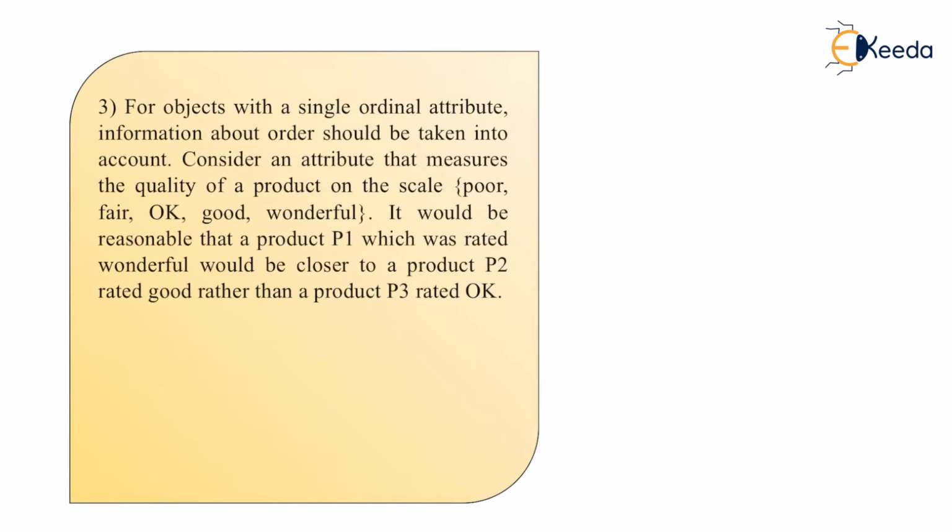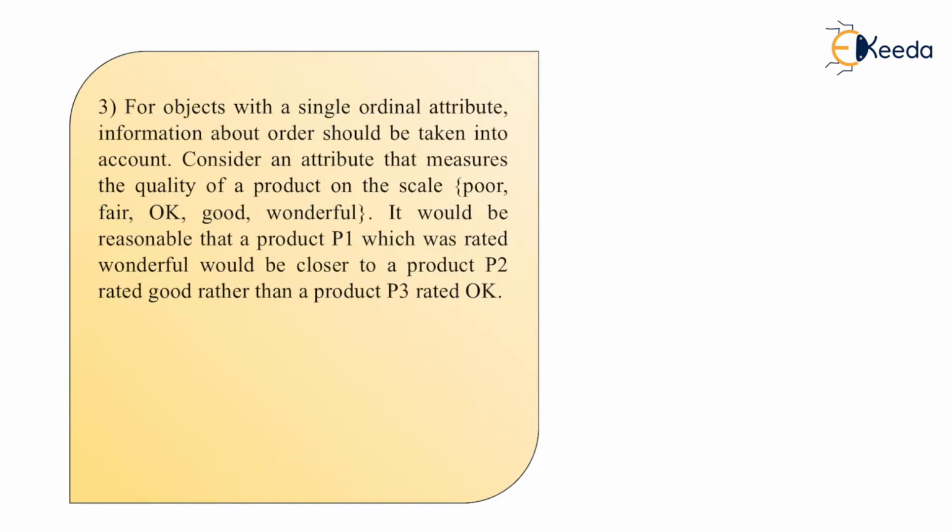Next, for an object with a single ordinal attribute. Now we have seen the nominal attributes, now we'll see the ordinal attribute. In the ordinal attribute, information about order should be taken into account. Consider an attribute that measures the quality of a product on the scale of poor, fair, okay, good, and wonderful. That is an ordinal attribute.